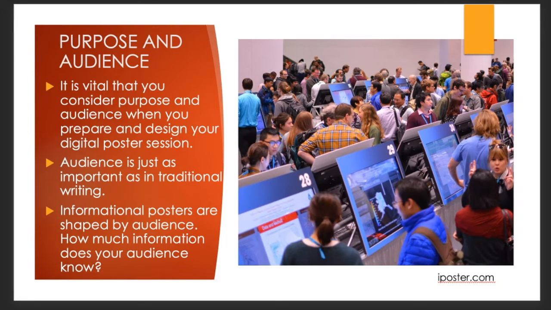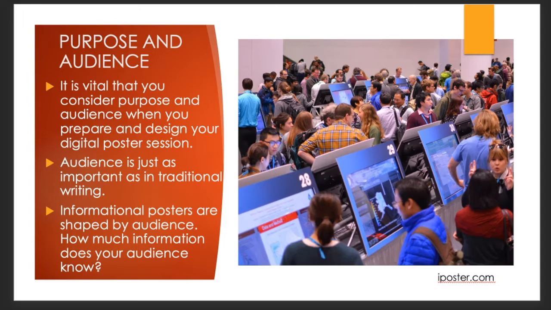So it is vital that you consider purpose and audience when you prepare and design your digital poster session. For the first two units, we'll work mostly on audience and purpose. For the second half of this unit, we will focus more on clarity and actual designing. So audience is just as important as in traditional writing. In traditional writing, you know that you need to write for a targeted audience. It is absolutely the same for this digital poster session.